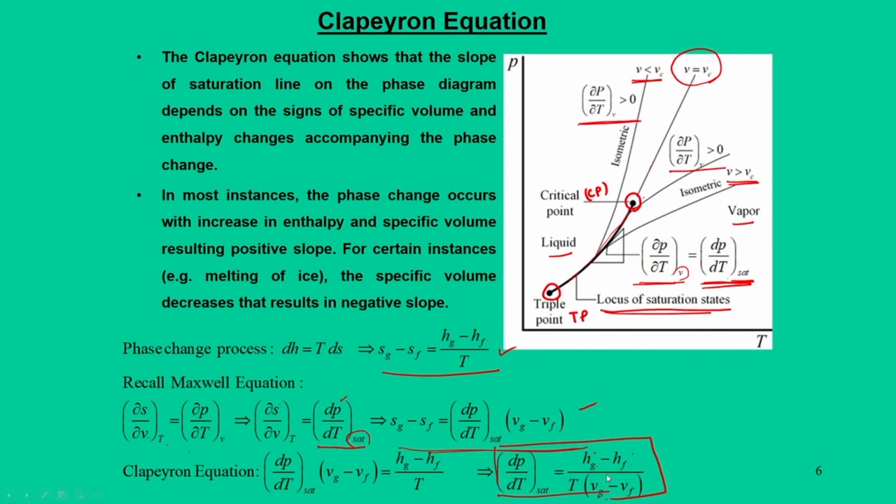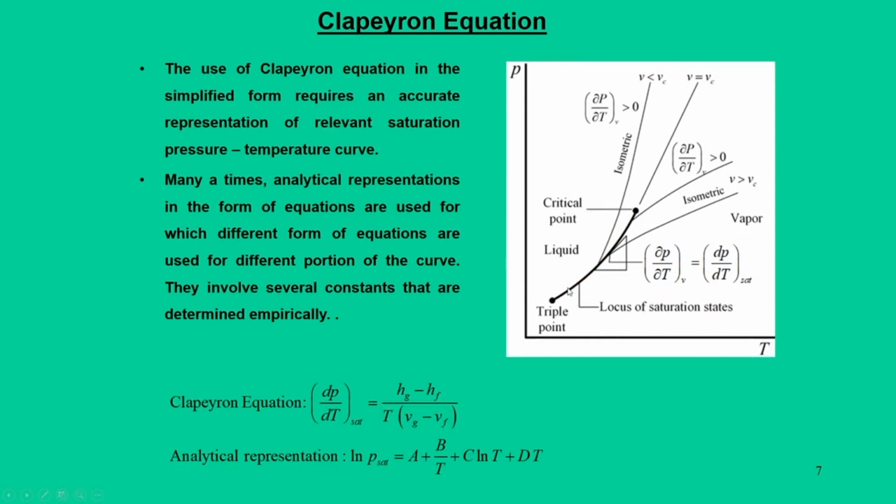And since this phase change occurs at constant temperature, at that temperature we have to take this value, that means the slope can be easily calculated. And of course, this Clapeyron equation has many significances, but apart from that there are some other kinds of analytical representations; people have made correlations.